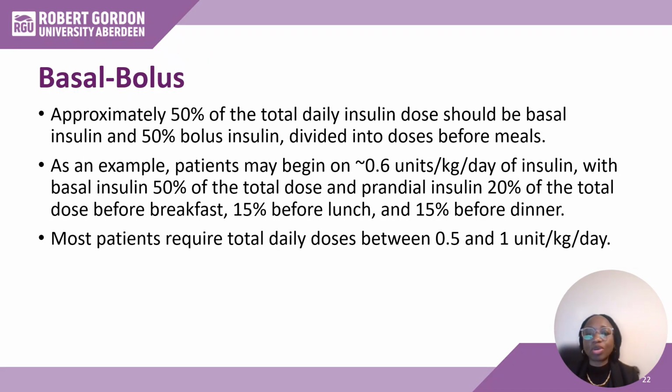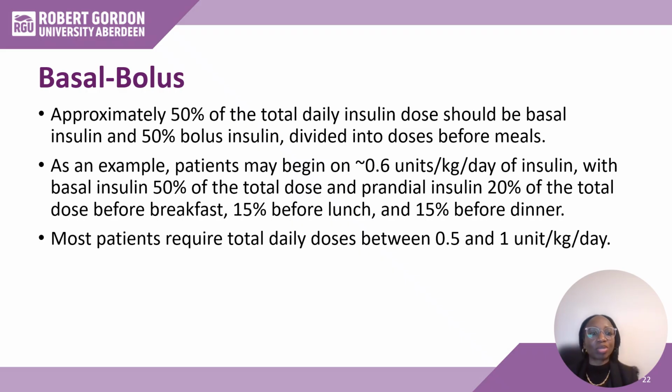As a starting point, the total daily insulin dose is often estimated to be around 0.6 units per kilogram. About half of this is basal insulin, with the remaining half divided into pre-meal doses, typically weighted slightly more toward breakfast. Most adults ultimately require between 0.5 to 1 unit per kilogram per day, adjusted according to glycemic patterns.